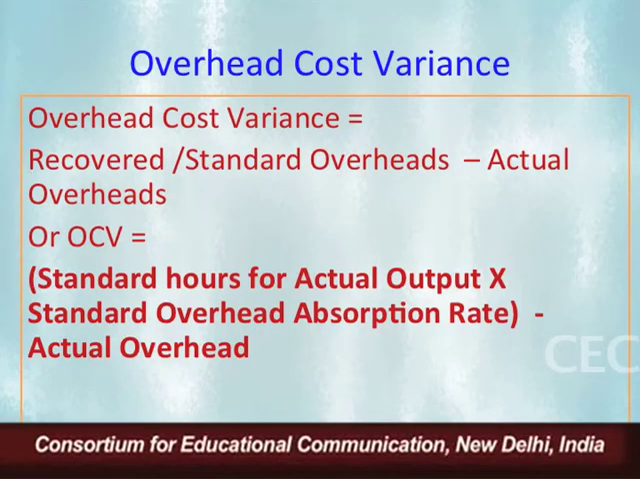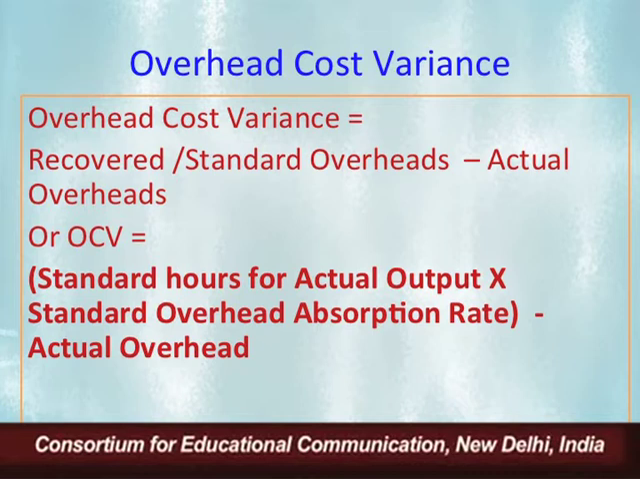Now let's talk about overhead cost variance. I'm starting with the overhead cost variance. What is overhead cost variance? It is basically the difference between the standard overhead and actual overhead. Or you can say, here we are using a term called recovered or standard overheads and actual overheads.